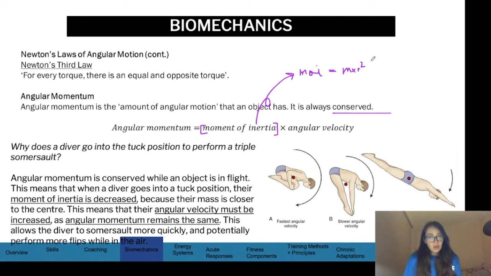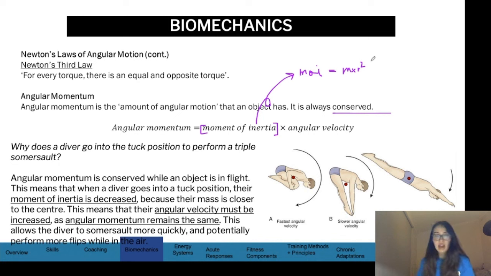So, we've got the formula. Angular momentum is equal to moment of inertia times angular velocity. And we've got moment of inertia equal to mass times radius squared. And what we can do is manipulate this equation however we want.